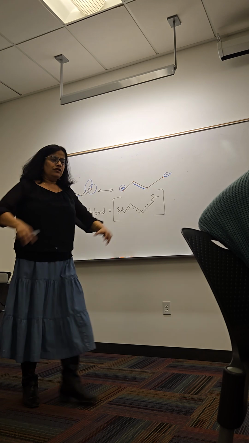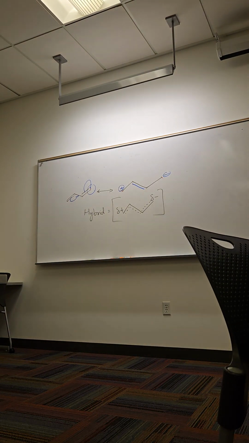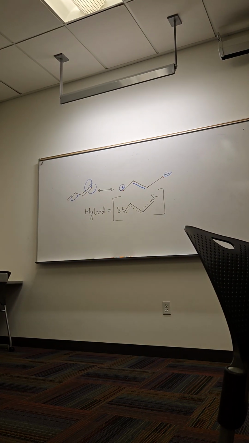That is the hybrid. So the hybrid is kind of a combination. It's kind of the middle of the different resonance structures. Does that make sense, everybody? Yeah. Okay.